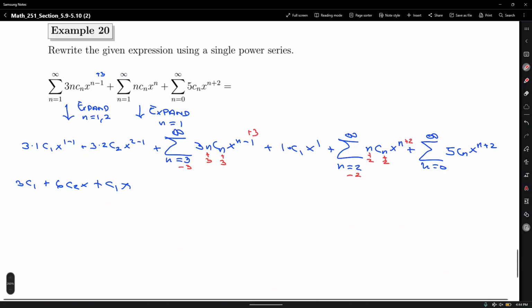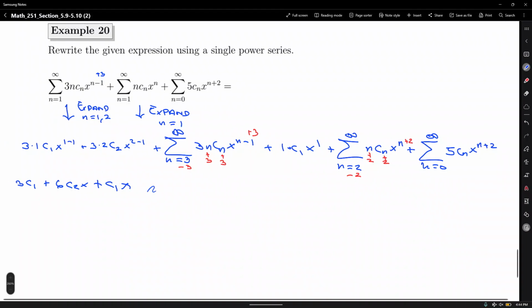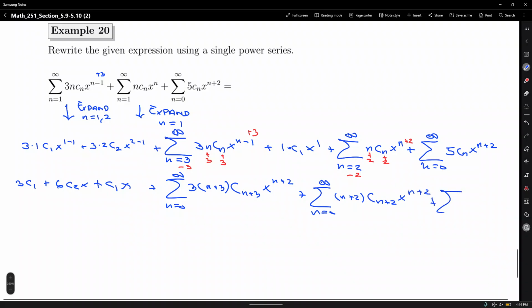We're almost there. Okay, guys, typically what we do is factor coefficients for every power of x. So, number one, let me write, plus sigma n equals 0 to infinity, 3 times n plus 3, c sub n plus 3, x to the n plus 2, plus sigma n equals 0 to infinity, n plus 2, c sub n plus 2, x to the n plus 2, plus sigma n equals 0 to infinity of 5 c sub n x to the n plus 2.